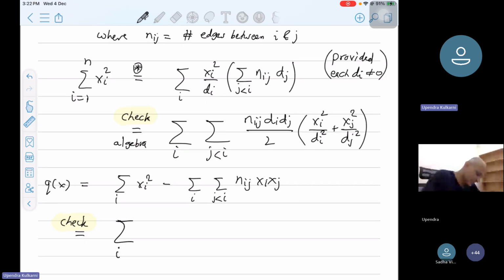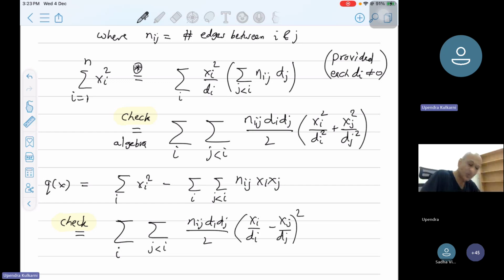So this just works out to be summation over i, again summation over j less than i, of nij times (xi by di minus xj by dj) the whole square, times di dj by 2. And now comes the key point. By appropriate completion of square, xi by di minus xj by dj the whole square.